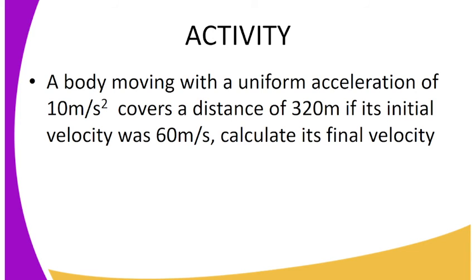Activity. And that is the end of our lesson. I have a question for you. A body moving with a uniform acceleration of 10 meters per second squared covers a distance of 320 meters. If its initial velocity was 60 meters per second, calculate its final velocity.